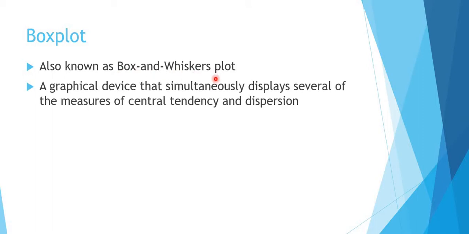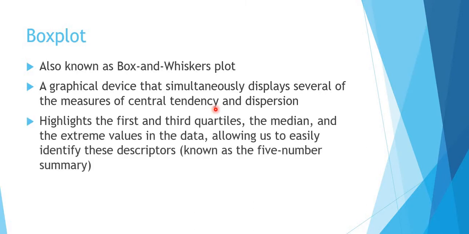In this video, we're going to talk about a box plot. A box plot is also known as a box and whiskers plot. This is a graphical device that simultaneously displays several of the measures of central tendency and dispersion that we have discussed before. The box plot highlights the first and the third quartiles, the median, and the extreme values of our data, allowing us to easily identify these descriptors.